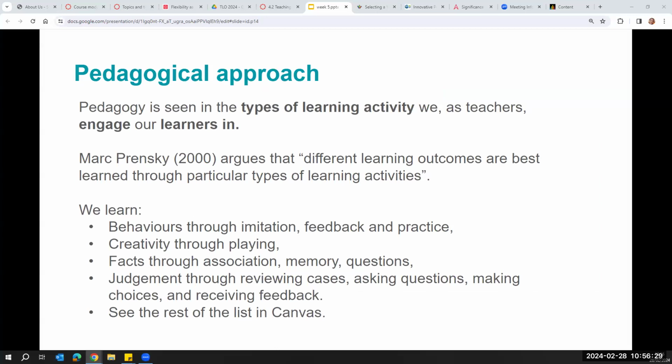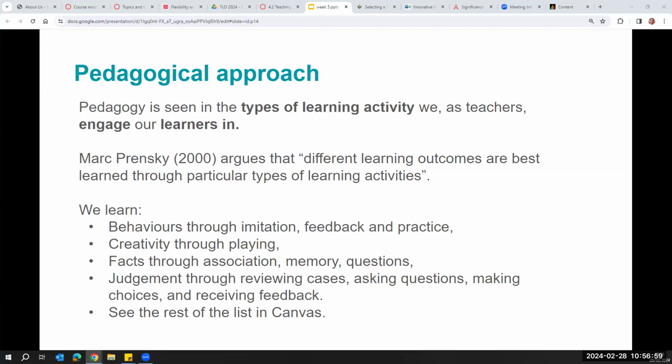Now, when we talk about pedagogical approaches, the term pedagogy, and I'm sure some of you are familiar with this, especially if you have done any training in education. Pedagogy is seen in the types of learning activities that we incorporate in class. So it is a way of organizing content materials, activities, scaffolding the learning process of students.